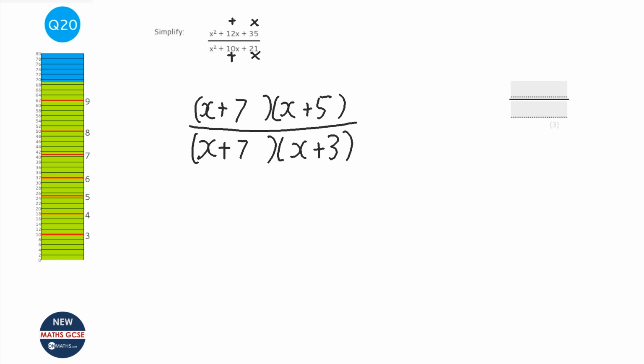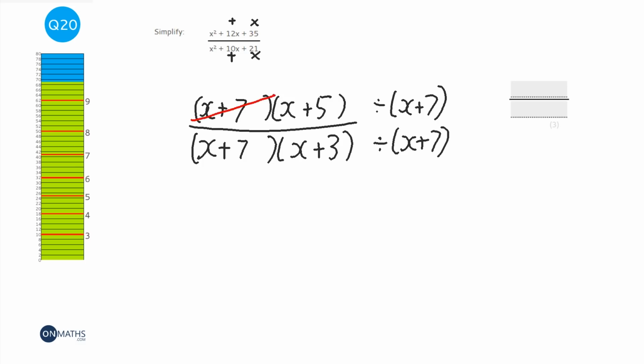And all you need to do is divide top and bottom by, let's do it top and bottom. So all I need to do is divide top and bottom by x plus 5, x plus 7 even. And what that does is just gets rid of that and gets rid of that. The fraction stayed the same, but now it's x plus 5 over x plus 3.